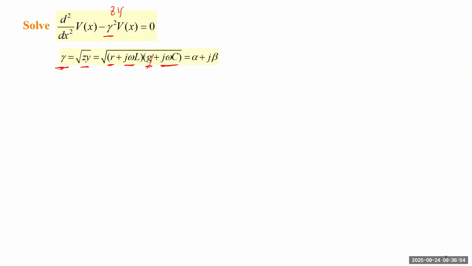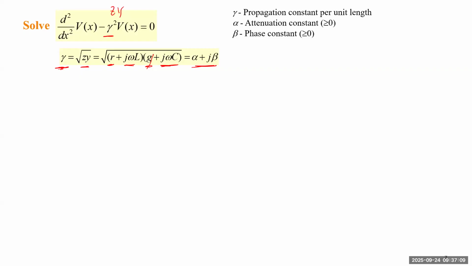Because both Z and Y are complex numbers, finally gamma might also be a complex number. It will have a real part and imaginary part. We call the real part alpha, the imaginary part beta. They both have physical meaning. Gamma means propagation constant per unit length. Alpha means attenuation constant. Beta means phase constant. We'll explain those constants later, but they all have physical meanings. Usually both alpha and beta are positive.